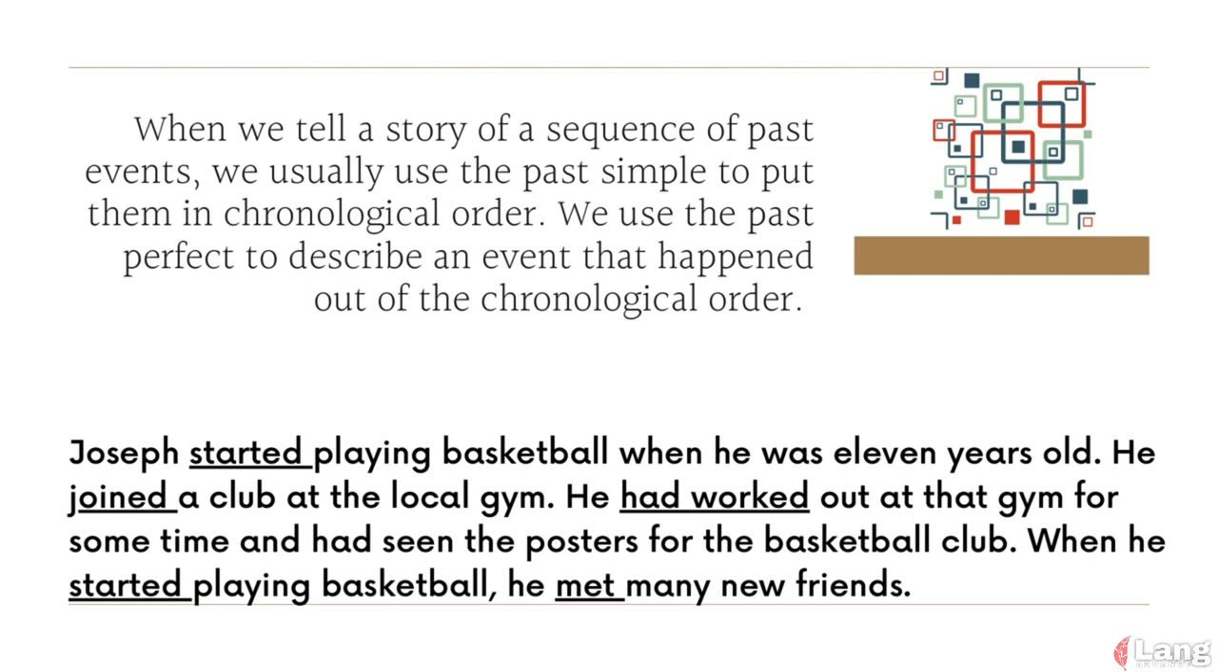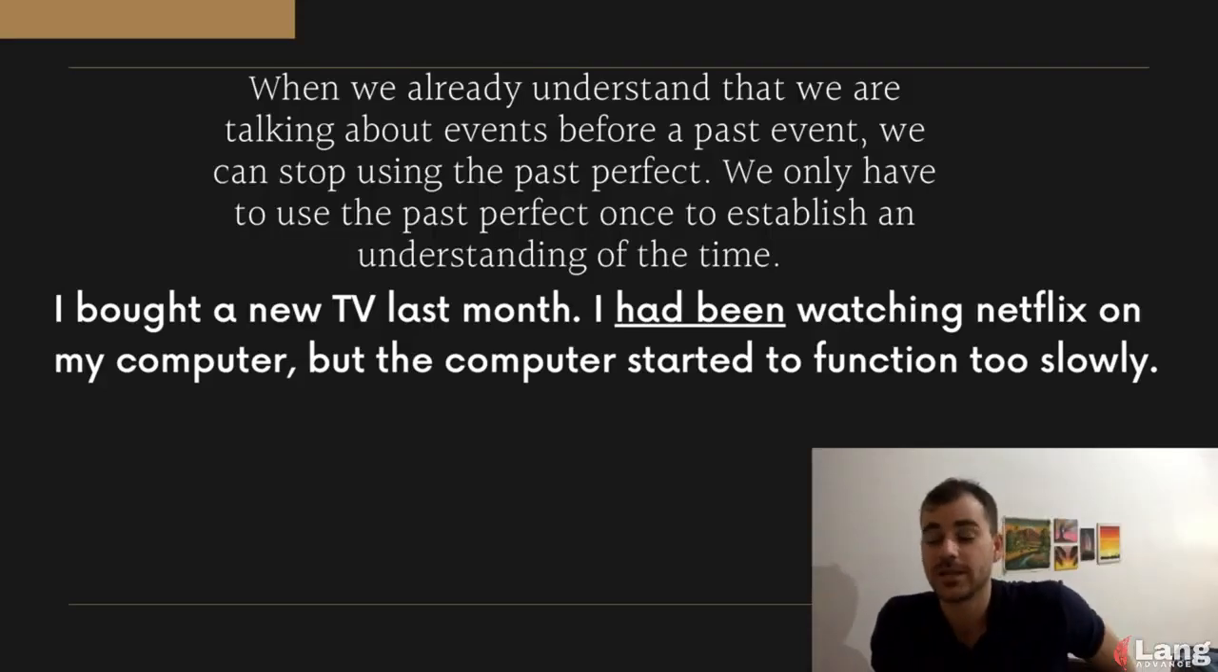Because it's outside of the chronological order, we use past perfect. So we say, he had worked out at that gym for some time. When we already understand that we are talking about events before a past event, we can stop using the past perfect. We only have to use the past perfect once to establish an understanding of the time.